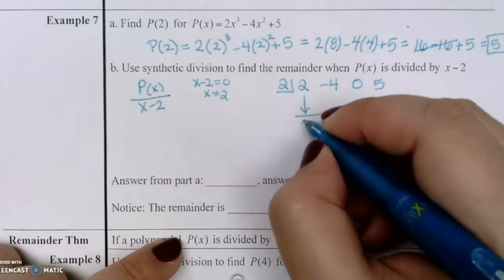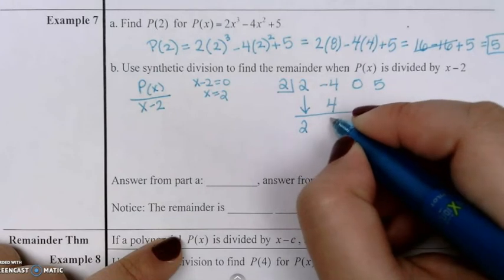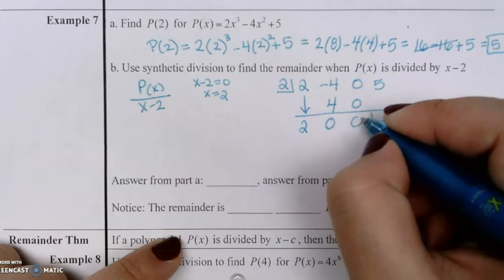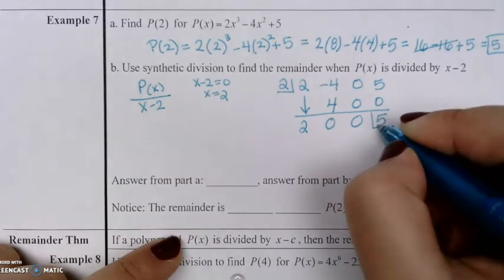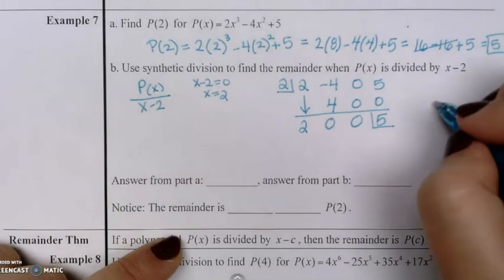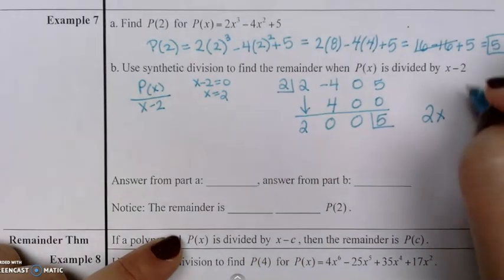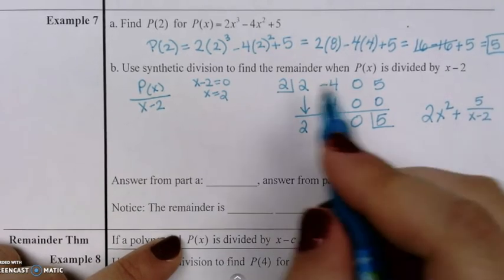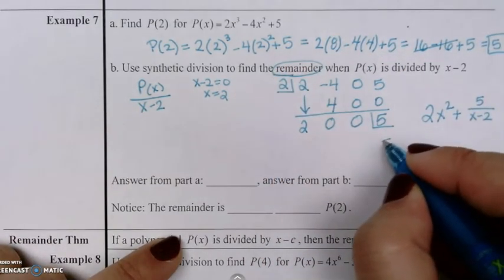Bring down 2. 2 times 2 is 4. Negative 4 plus 4 is 0. 2 times 0 is 0. 0 plus 0 is 0. 2 times 0 is 0. 5 plus 0 is 5. So this gives me the quotient of 2x to the, this was a degree 3, so it is now degree 2, plus 5 over x minus 2. That's our quotient. What we're looking for, though, is the remainder. So our remainder is 5.